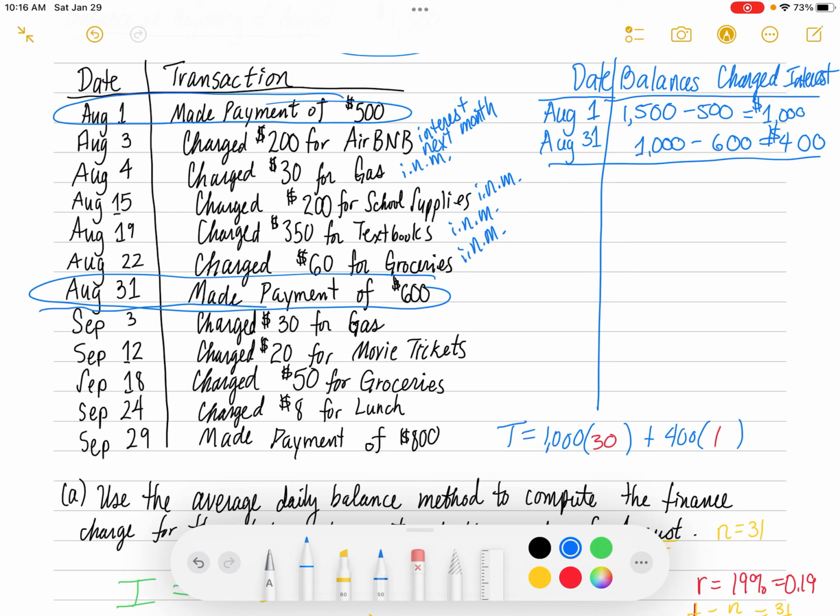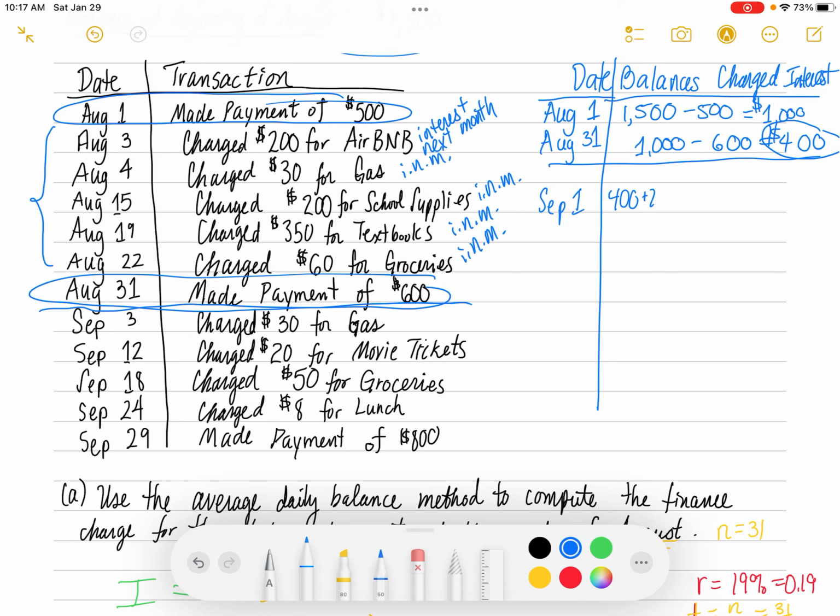So let's look at September. Starting on September 1, I'll get rid of this capital T right here. We're going to have to compute that again for September. So on September 1, I have a balance of, well, it starts with $400 from last month. Remember last month we have a leftover balance of $400 that was unpaid? We have to start with the $400. What else? We have to add any purchases from last month. Remember we had all those purchases last month, the Airbnb, the gas, the school supplies, the textbooks, the groceries, these purchases right here. Well, they were not charged interest last month, but they have to be charged interest this month. So that's going to go towards our balance charged interest in September.